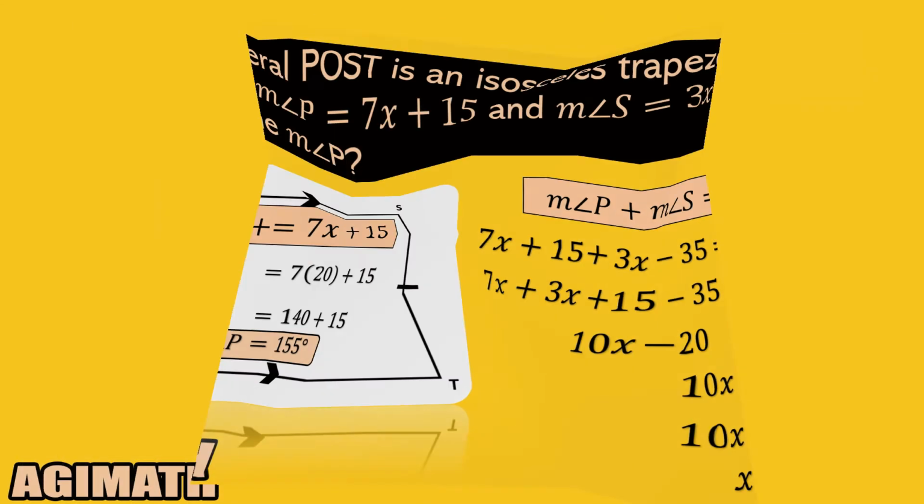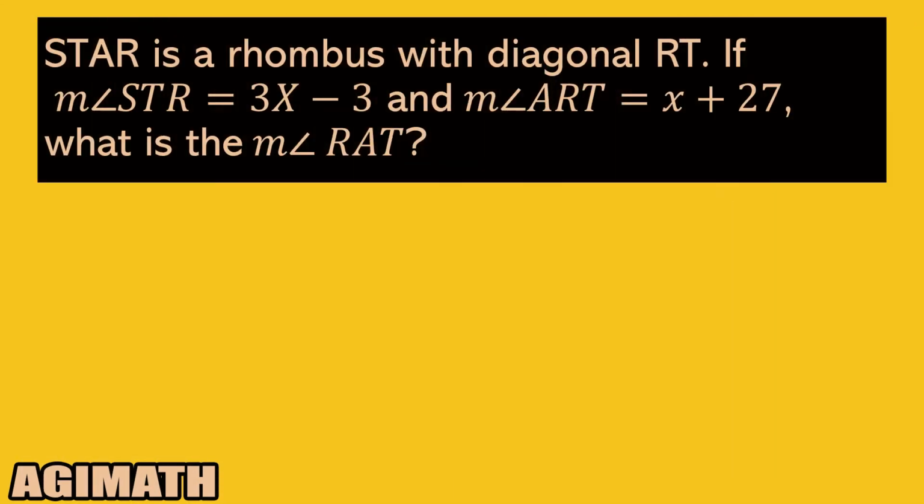Since we are dealing with quadrilaterals, another problem we have is a rhombus. It's not star, it's read as STAR, is a rhombus with diagonal RT. If the measure of angle STR equals 3x minus 3 and measure of angle ART equals x plus 27, what's the measure of angle RAT? So in grade 9 learners material, this is one of the complicated problems because you will have a long process in solving this one.